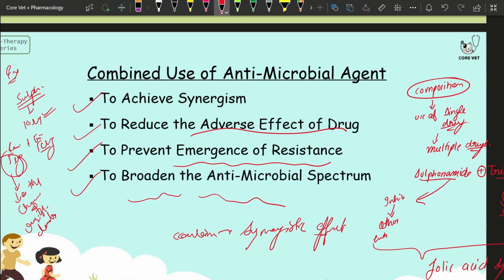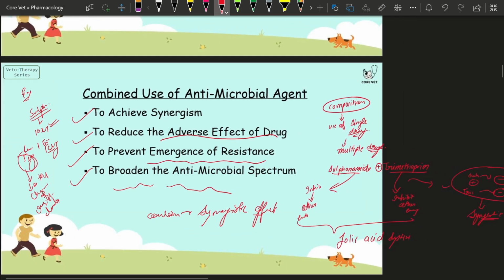When you combine antimicrobial agents, you can achieve the following things. The adverse effects could be reduced by the combined usage. You can get a synergistic effect. The emergence of resistance could be avoided. The spectrum could be broadened. These are the reasons for the combined usage of antimicrobial agents.